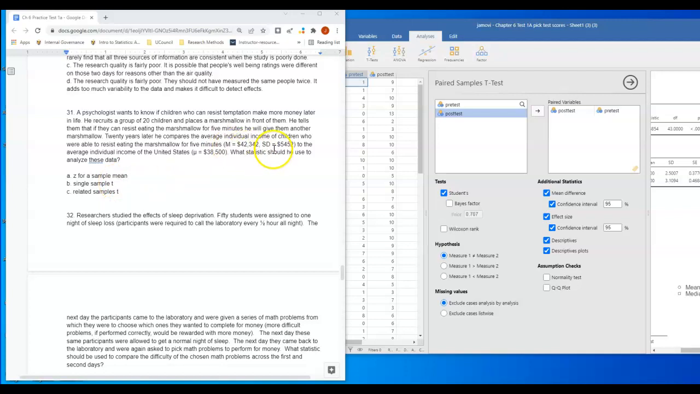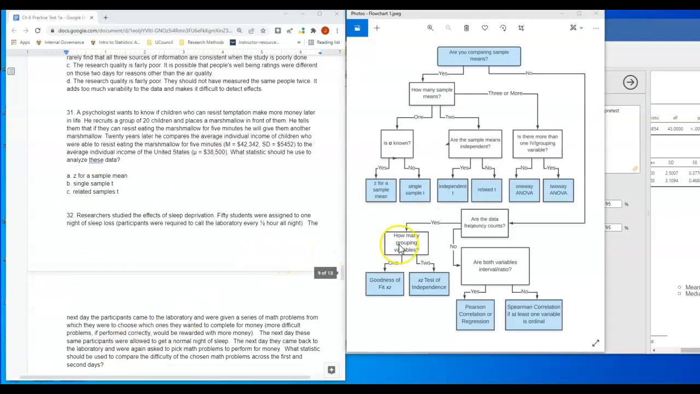The next thing you need to know is, do you know the population standard deviation? And we don't. We know the population mean, but not the population standard deviation. So since I do not know the population standard deviation, I'm going to use the single sample t. Okay, I just opened up this flow chart from the appendix in the textbook to help with this as well.